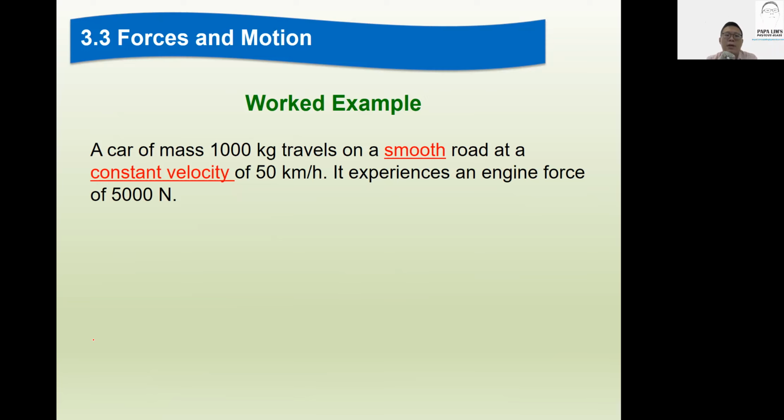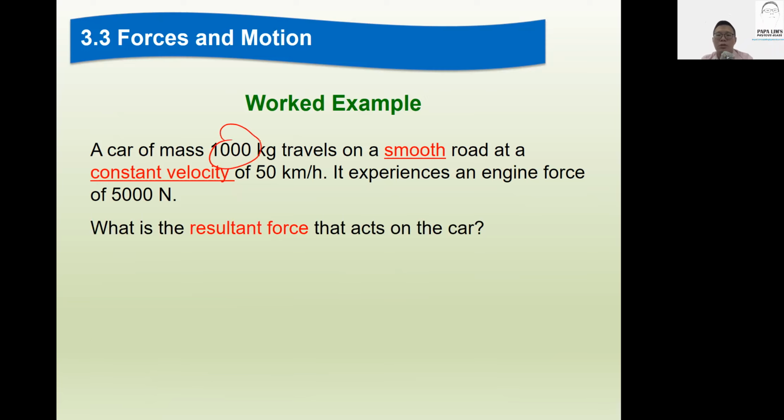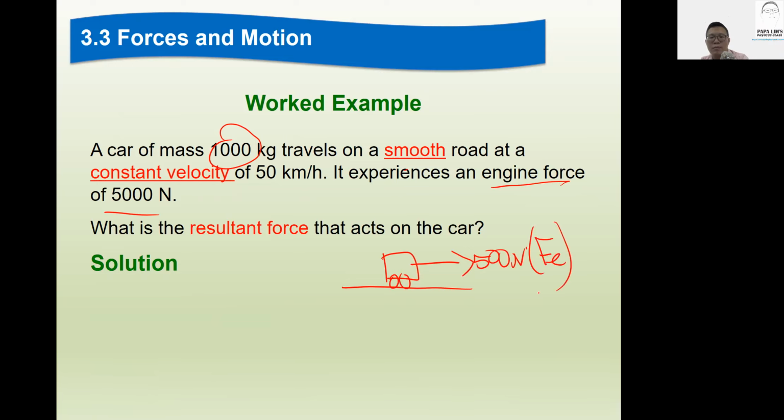So for example, the object given is 1000 kg, on a smooth floor, and it has an engine force of 5000 Newton. So you have a car. Smooth floor means what? Smooth floor means the friction is minimum, negligible.